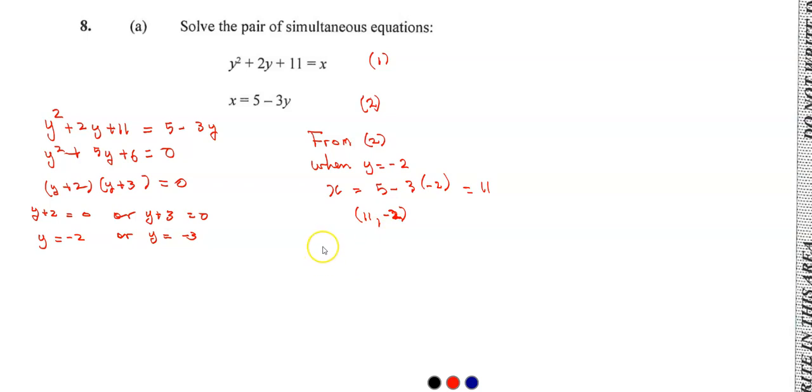Okay, from equation 2, when y is minus 3, we have x equals 5 minus 3 times minus 3, and that's 14. Again, we can write this as an ordered pair, 14 and minus 3. So the solutions of the equation are given as those. Okay, so let's move on to the next part of the question.